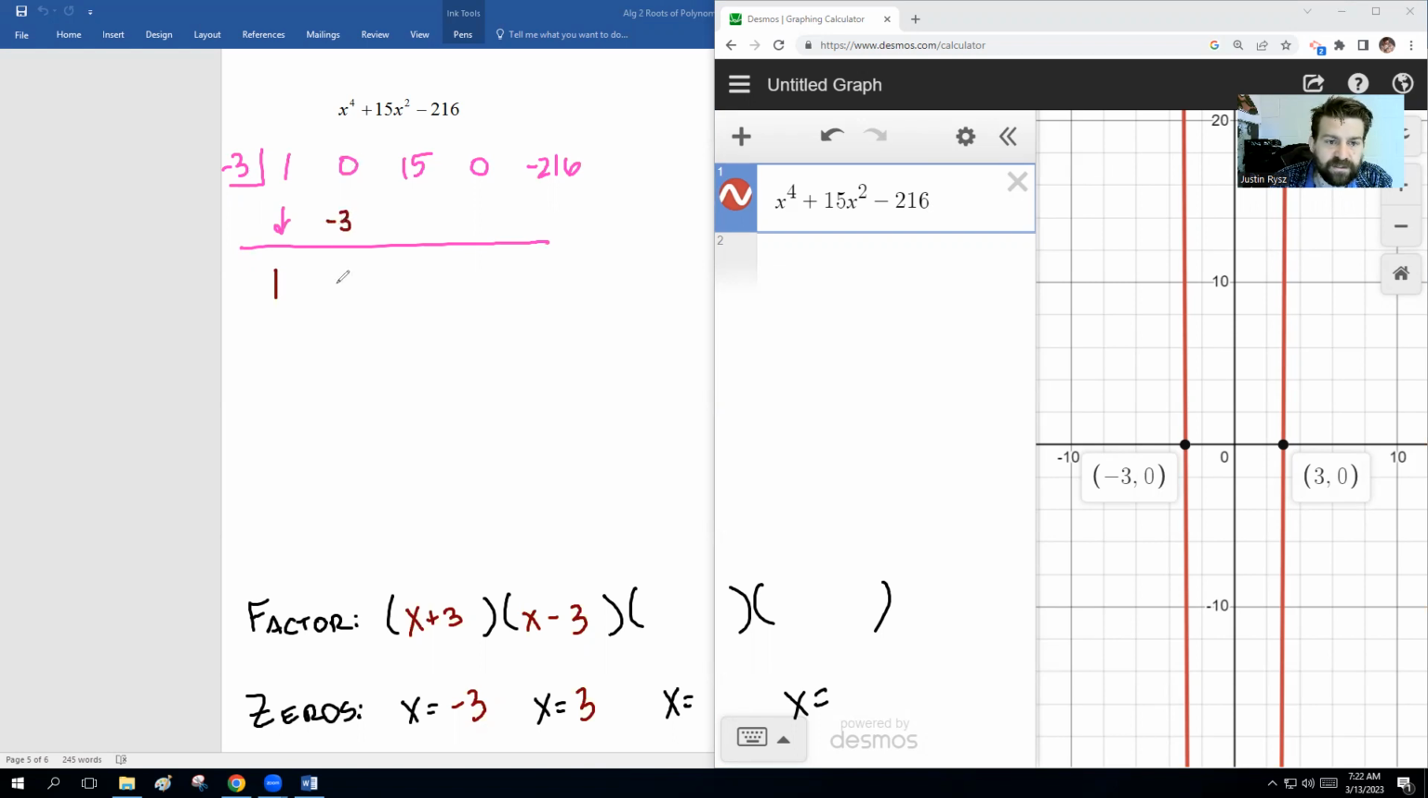If we add that to 0, we get -3. -3 times -3 is a +9. 9 and 15 together make 24. 24 and -3. Let's use a calculator.